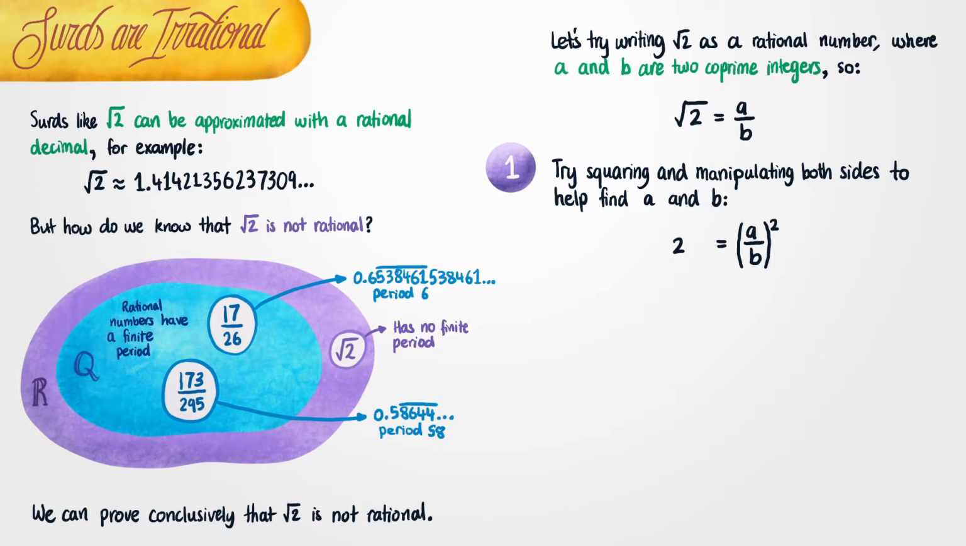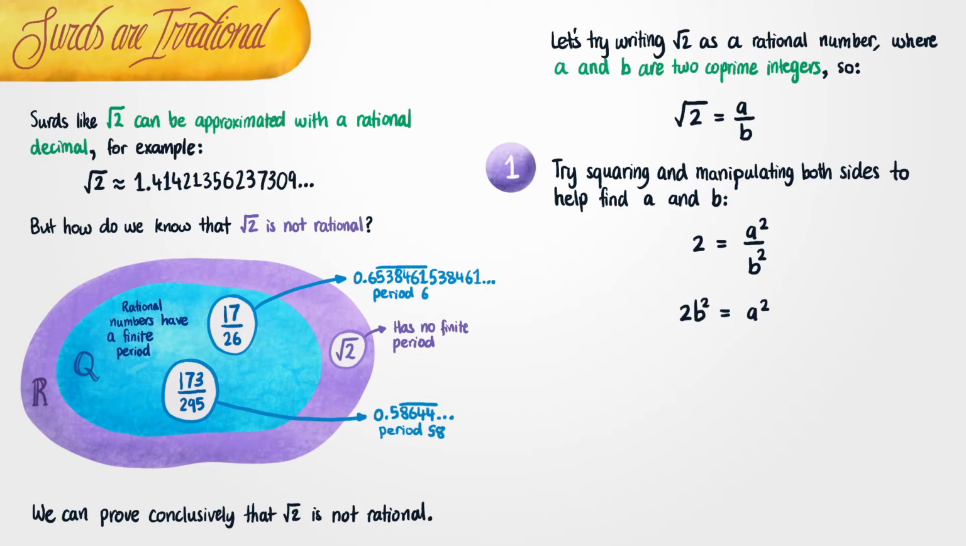If we also use the index laws on the right-hand side, we can also rewrite this as a squared all over b squared, so we can move the squared into both of these. So that means 2 equals a over b squared is totally equivalent to 2 equals a squared over b squared. But we can actually simplify this even further by multiplying both sides of this equation by this b squared over here. When we do this, the b squareds on the right-hand side actually end up crossing each other out, so we can get rid of them to write 2b squared equals a squared.